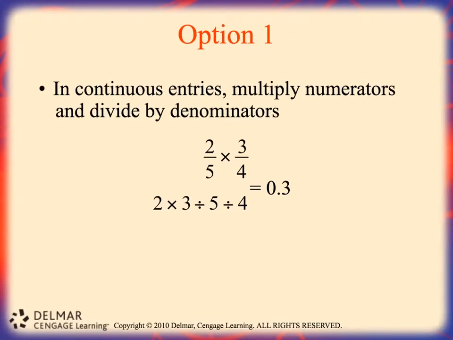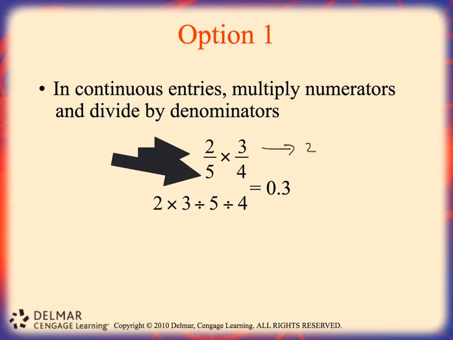Okay, so here's option 1. You multiply the numerators, and then you're going to divide by the denominators. You will remember that the numerators are on top and the denominators are on bottom. So in this particular equation, you've got 2 times 3 divided by 5 divided by 4, and your answer is 0.3.